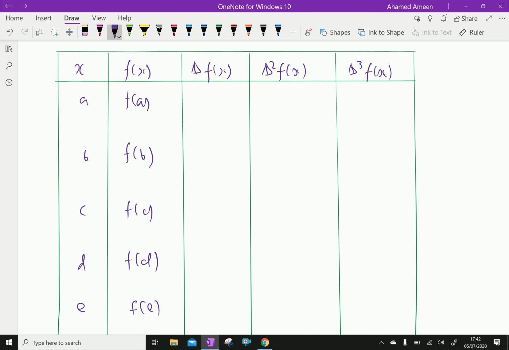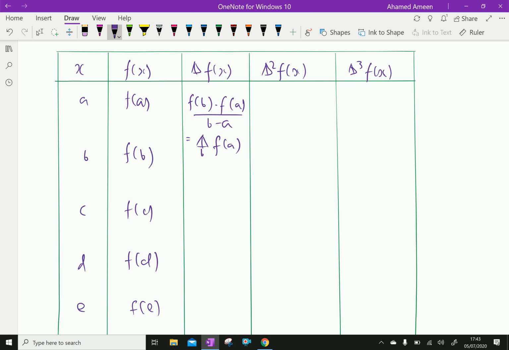Here the first difference is defined by f of b minus f of a over b minus a, which is equal to the first divided difference of f of a at b.